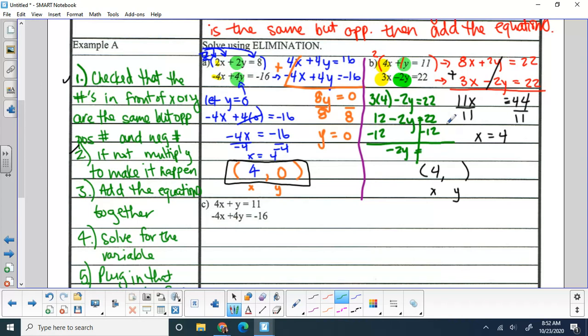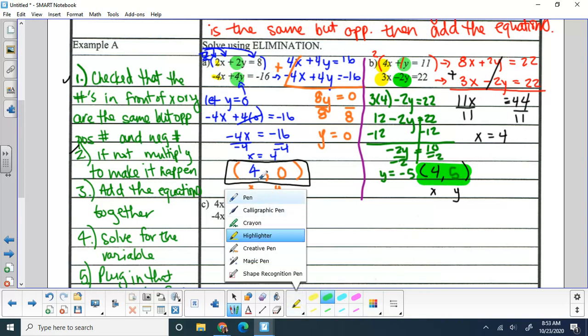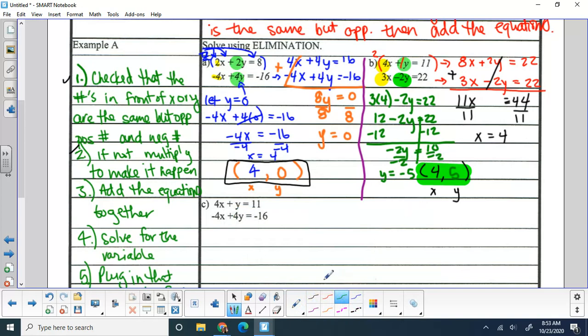equals 10. And then dividing by negative 2. 10 divided by negative 2, y equals negative 5. Awesome. I found the other coordinate of my point, and I now have my final answer. My final answer for this problem is 4 comma negative 5. We followed the process, and it led us to the answer. All right, let's take a look at another one.